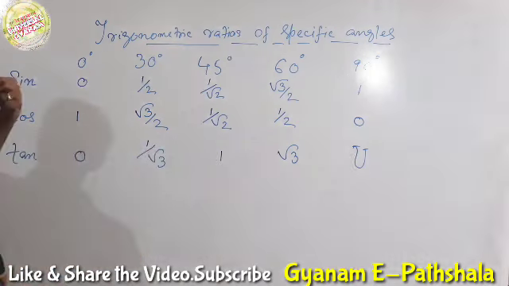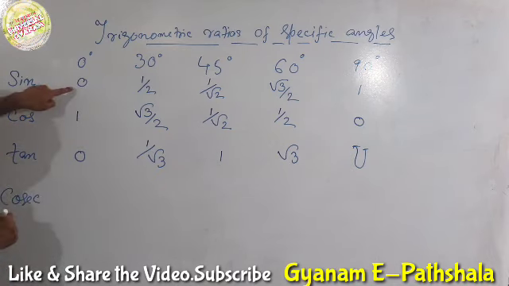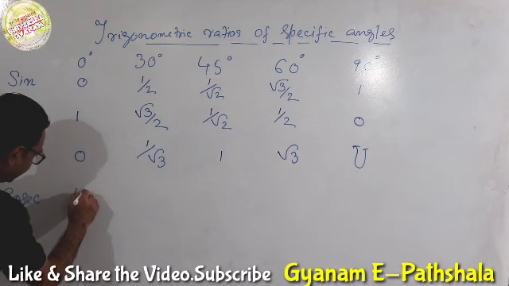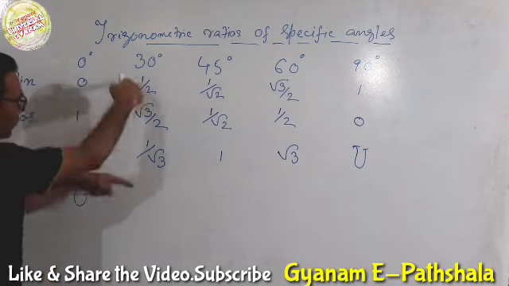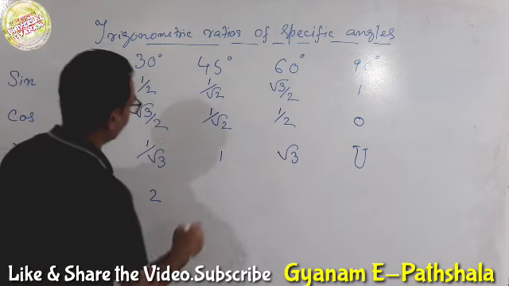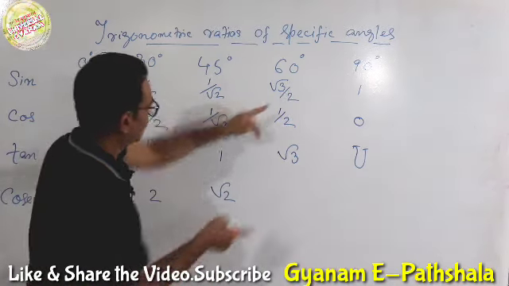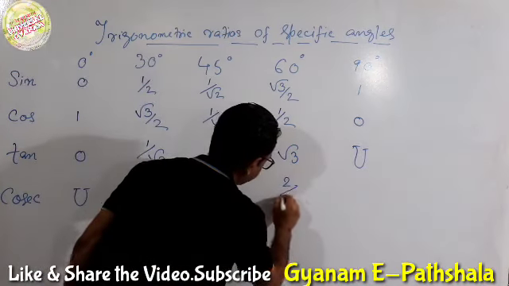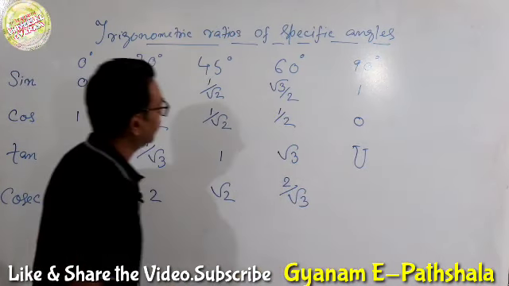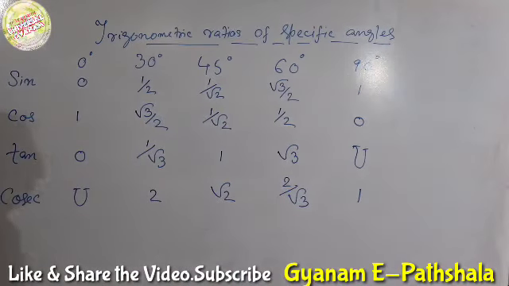Tan is done. We come now to 1 by sine, that's cosec. Don't memorize anything, just have the trick. Cosec is 1 by sine. So 1 by 0, undefined. 1 by half, it's 2. 1 by root 2 is root 2. This is 2 by root 3, just the reciprocal, okay? And here 1 by 1 is 1. So you get the cosec values.